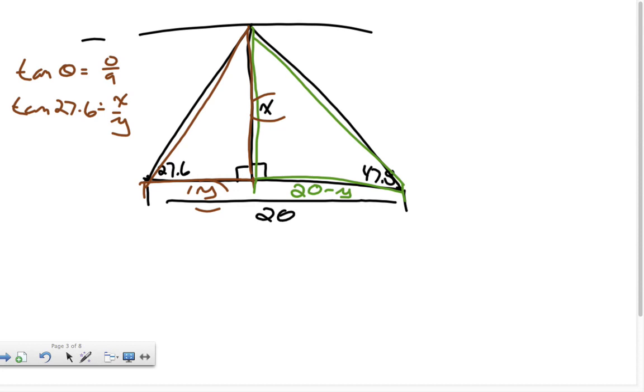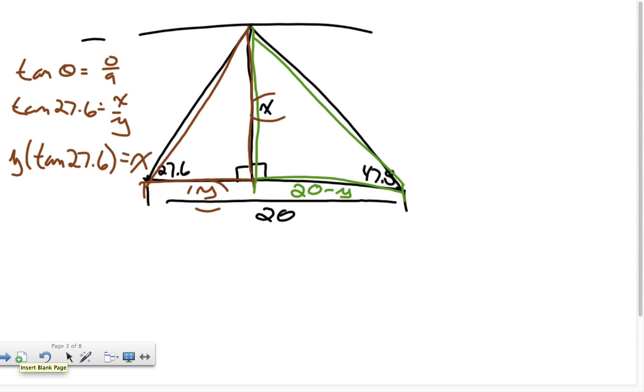The tan of 27.6 times y. Multiply both sides by y. So I get y times the tan of 27.6 is equal to x. That's also what we could do with that side.